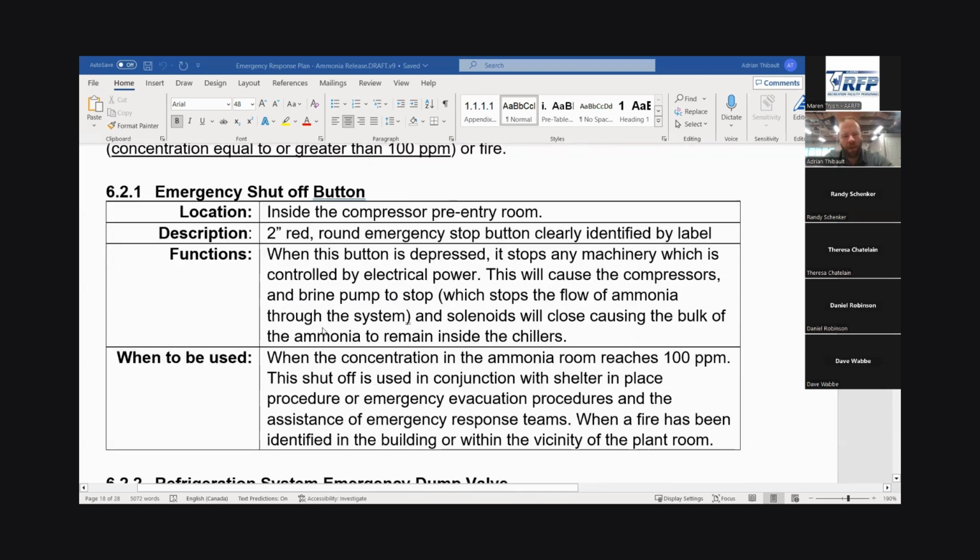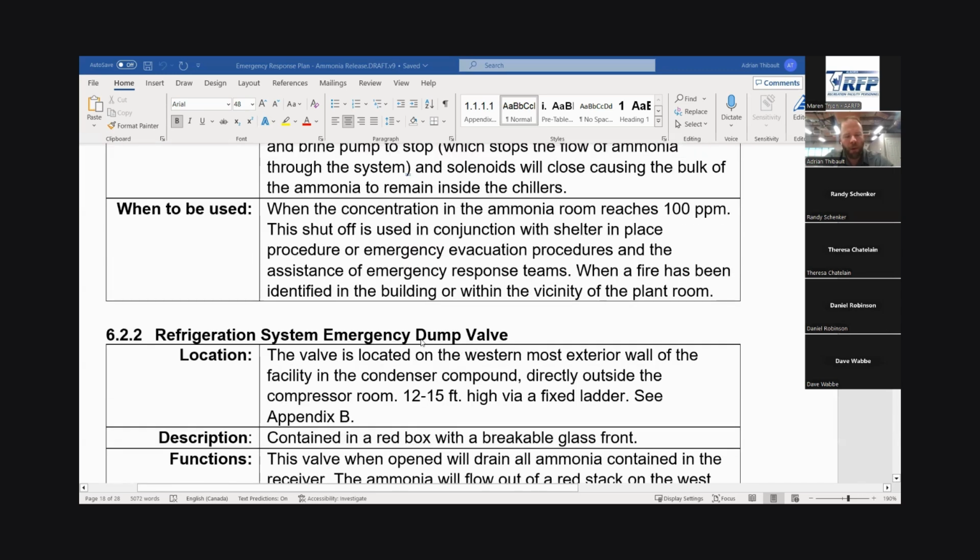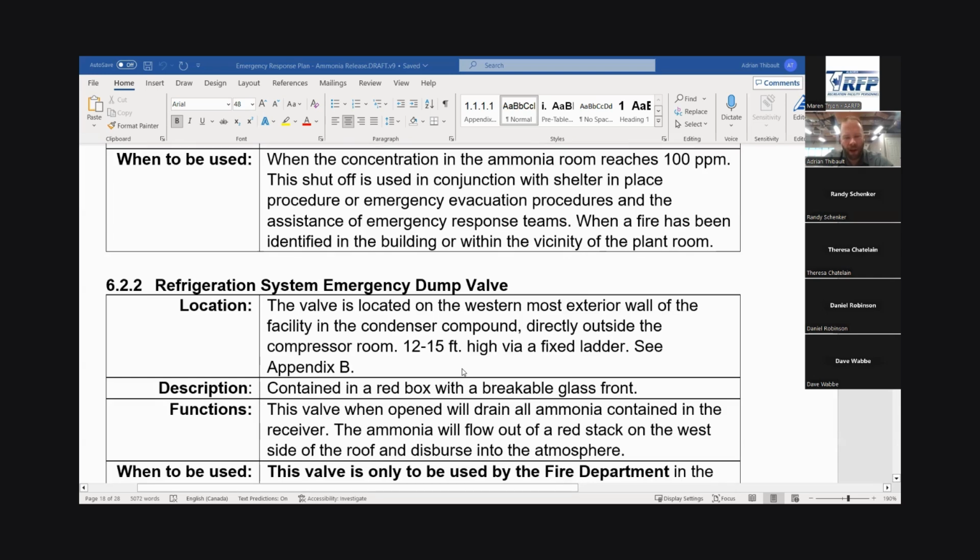Okay, critical components for the emergency response. So like I said, emergency shut off, just a detail of the emergency shut off. Emergency dump valve, details about that.